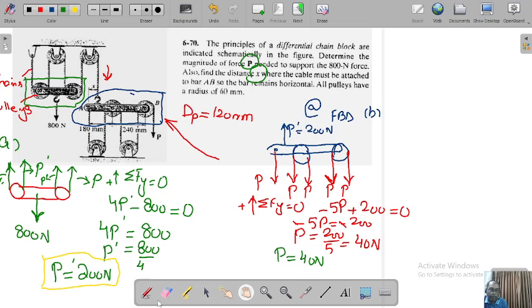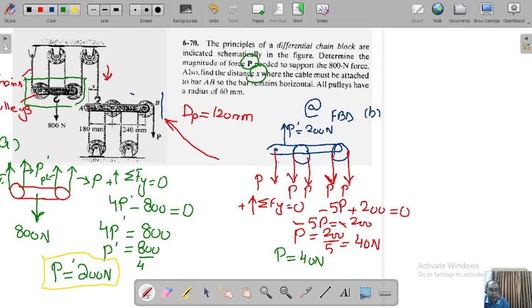For calculation of X, if you look at the same diagram, you can easily predict that this pulley is of 120 mm, so this distance will be 120. This pulley is of 120 mm, and this pulley is of 120 mm. All these distances will be 120 mm.